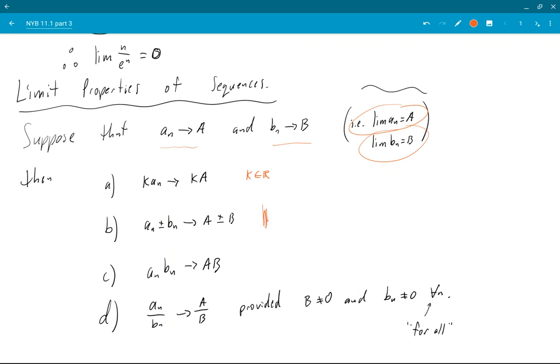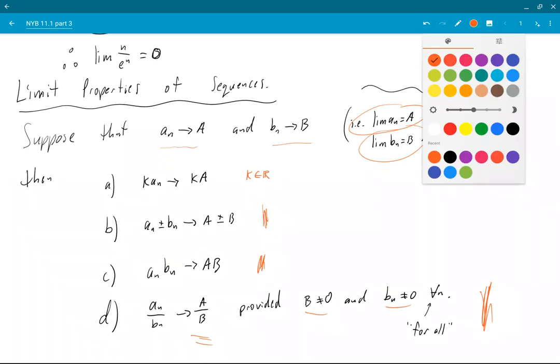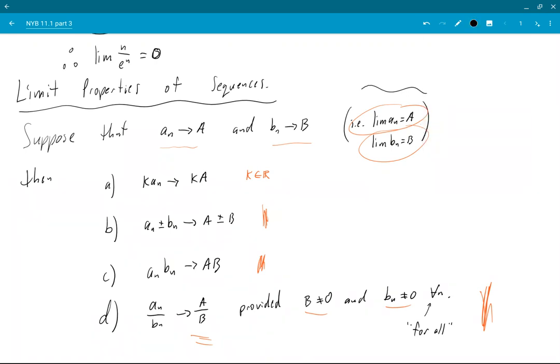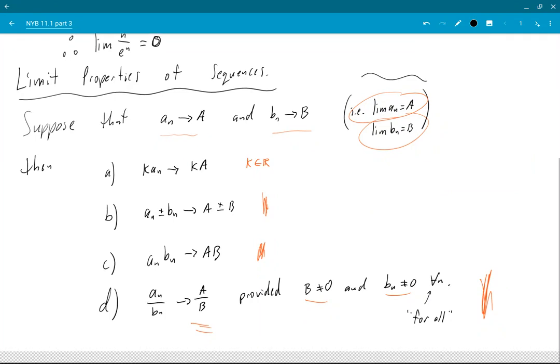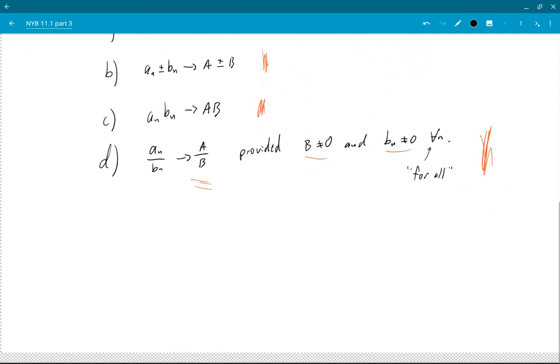Okay, then you have the sum of sequences goes to the sum of limits, and also the same for differences. Products behave as expected. And finally, quotients do give you what you'd expect, but you have a few conditions. So if you haven't paused already, you may want to pause and write all this down. And I'm going to move the screen up now, and we will do some examples to illuminate.